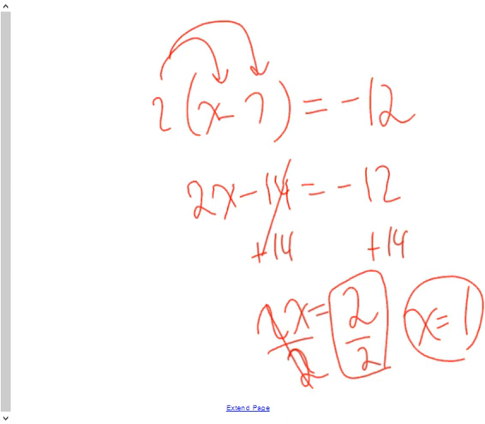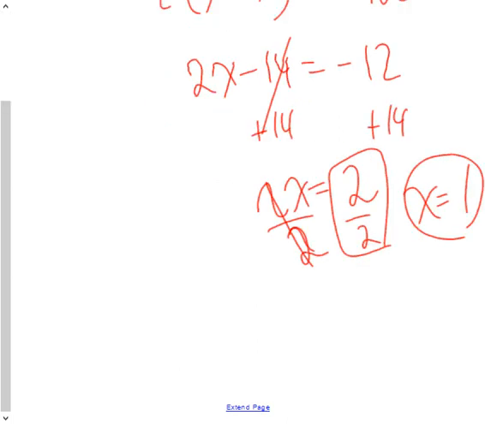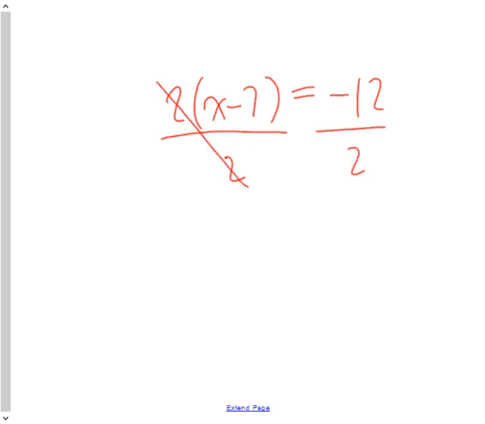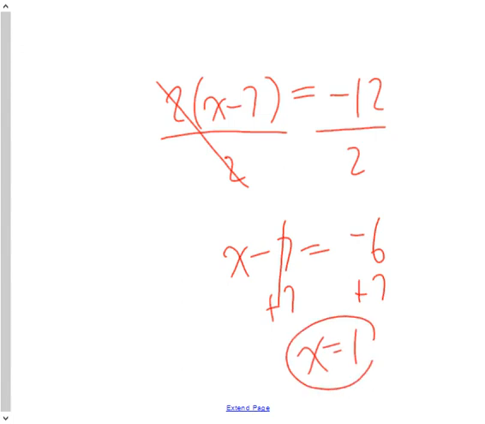Okay? Now there is an alternative that you could have done with this. You could have taken this question and much more simply divided both sides by 2. So instead of having 2 groups of x minus 7, you have 1 group of x minus 7 equals negative 6. And by doing so, you still end up with the same answer of x equals 1, just a much simpler way to get the answer.